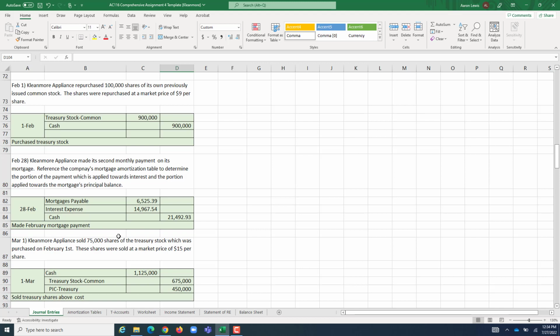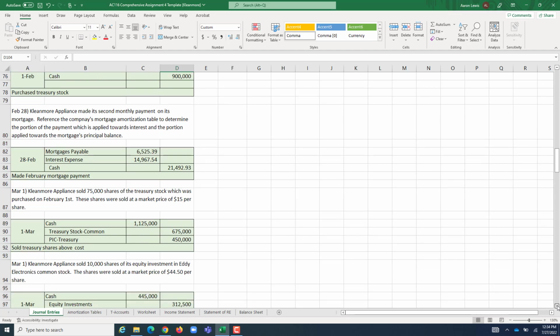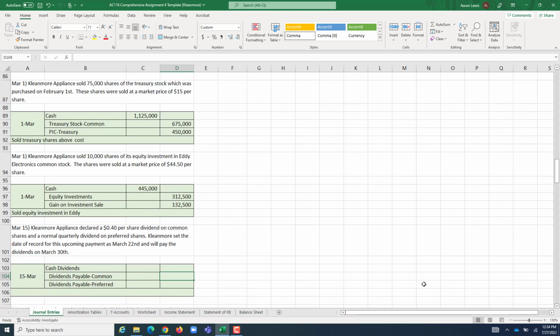75,000 of them went back out into the hands of the people. There's now 975,000 shares of our treasury stock outstanding. And we have no other transactions related to our common shares, so we take the shares outstanding, 975,000, and multiply that by $2.40. So for your common dividend, that comes out to $390,000.